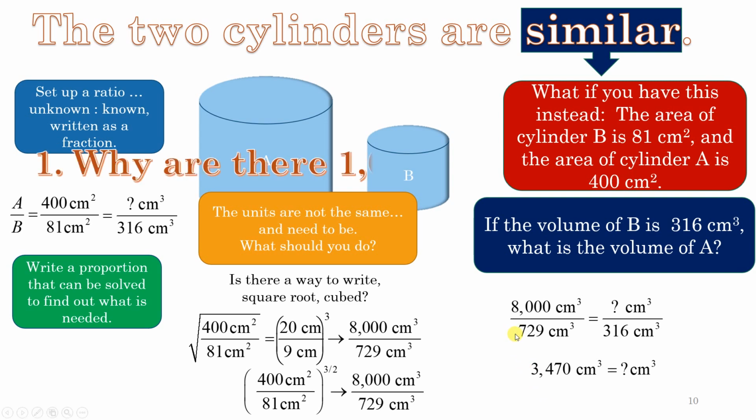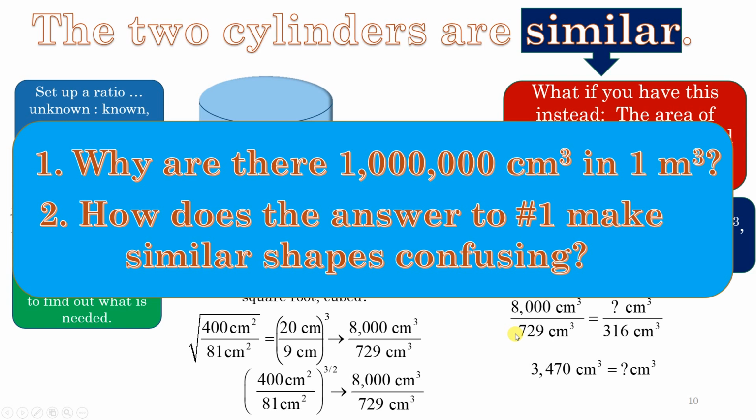So, why are there 1,000,000 centimeters in 1 cubic meter? And how does that affect what you have to do for these kinds of problems? Well, it's because volume is cubed. 100 cubed is 1,000,000. And when you're dealing with volume, your scale factor has to be cubed. When you're dealing with area, your scale factor has to be squared.